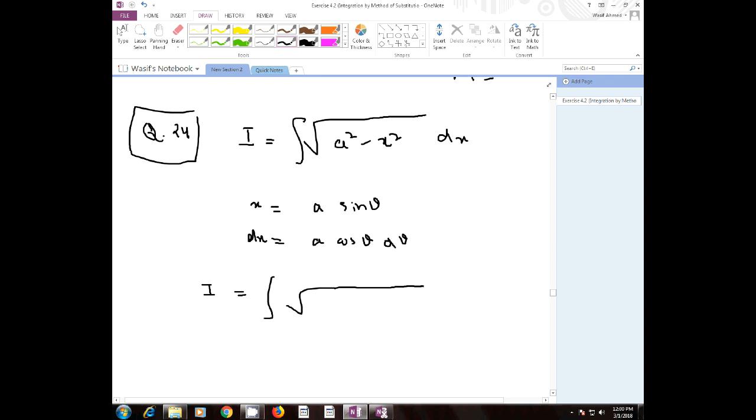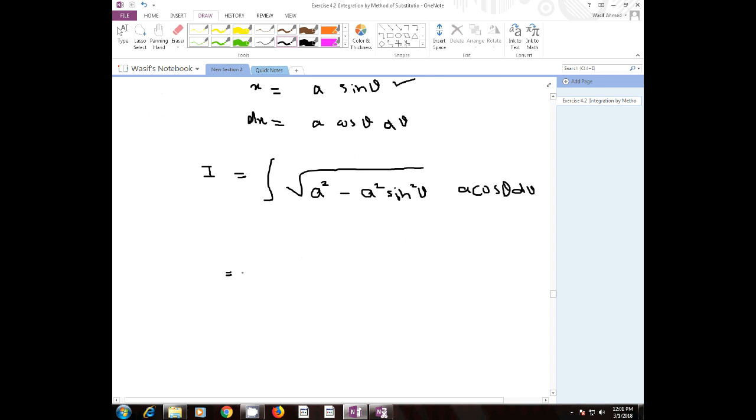You get square root a square minus x square. A square has to be written as it is minus x square. Instead of x, you have to square the substitution of x, that is a square sine square theta. And instead of dx, we have a cos theta d theta. Take a square as common between the terms within the square root, and take the a square out of the square root, and it becomes a. And we have within the square root 1 minus sine square theta multiplied by a cos theta d theta.